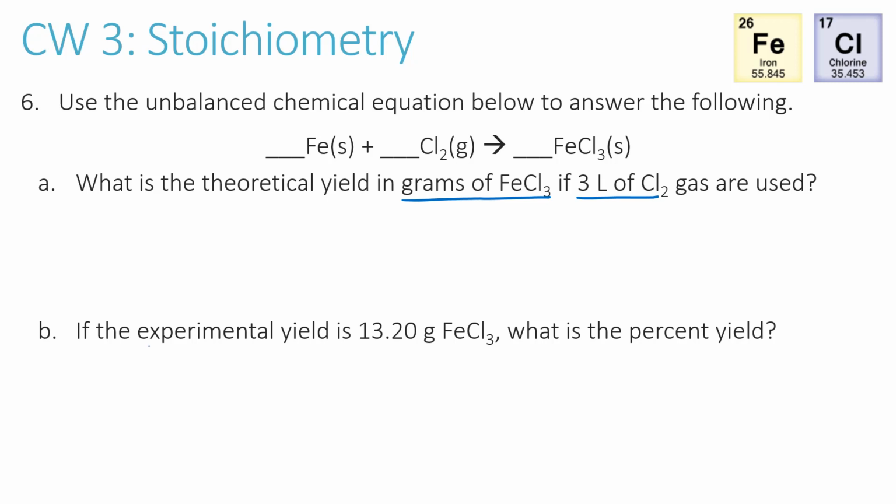Then here you're given the experimental yield. So the theoretical yield is what you'll get for your answer to A, and then you can use that to find your percent yield in B. So go ahead and pause the video and take a few minutes to work this problem.